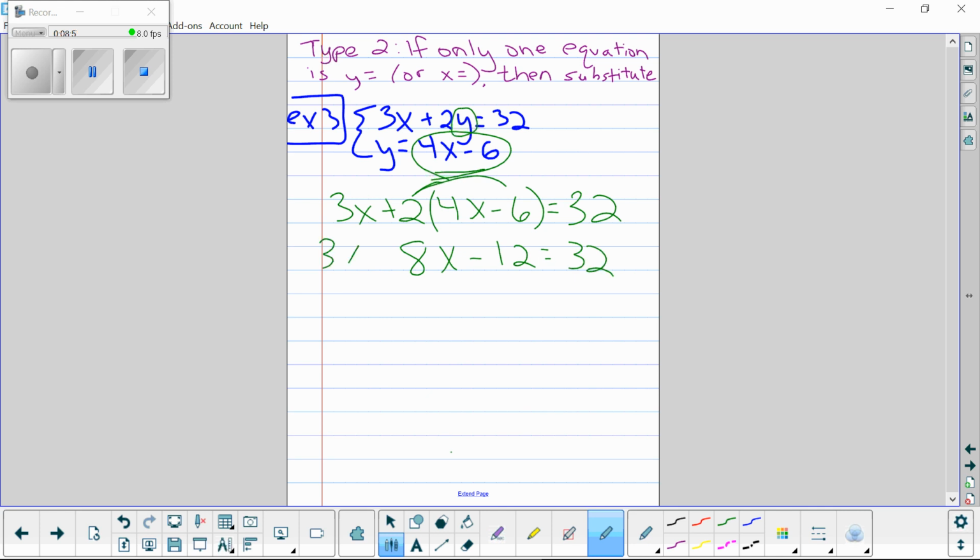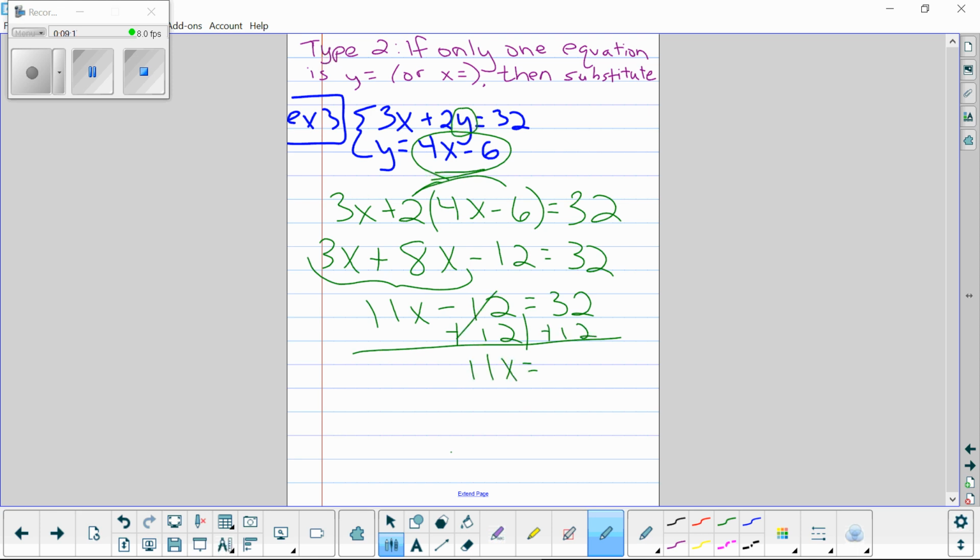I bring down that 3x, and then from here it's combine like terms. 3x plus 8x is 11x. Bring down the minus 12 and the equals 32. And then wall floor, add 12 to both sides. So that 11x equals 32 plus 12 is 44. And then one more wall floor, divide by 11. So that 44 divided by 11 is 4.